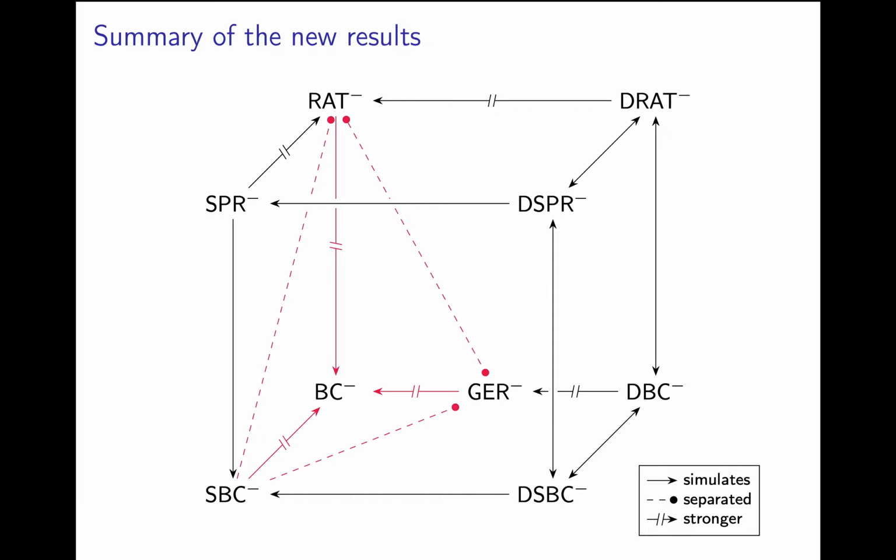The way to read this diagram is as follows. A solid arrow from P to Q, like this, means that P simulates Q. A dashed arrow from P to Q with a circle as the arrowhead, like this, means that P is separated from Q.